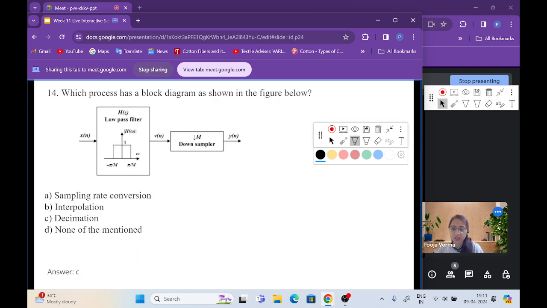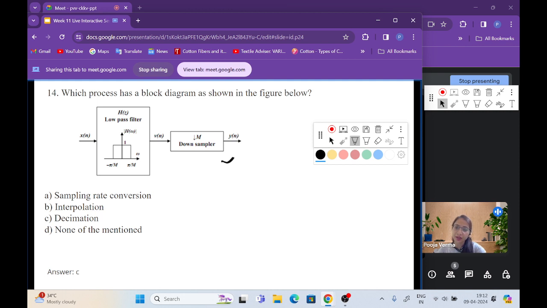Okay, so the next question is, which process has a block diagram as shown in the figure below? This block diagram is related to which process? So let's see what this block diagram is. The input signal x of n is given to a low pass filter, that is H of z, which has cutoff frequency plus minus pi by M, in the range between minus pi by M to pi by M, and then this signal is given to a downsampler by factor M, and then we will find the output signal.